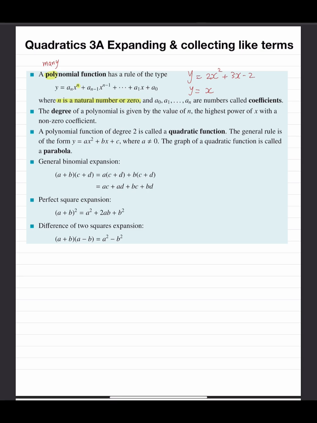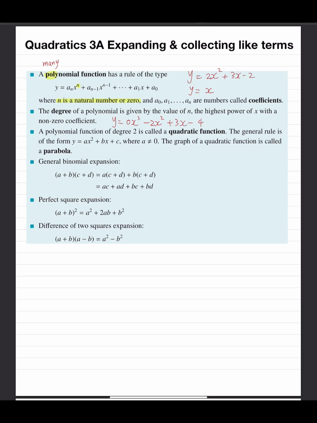Degree. Okay, now what is meant by degree? The degree of a polynomial is given by the value n, the highest power of the x with a non-zero coefficient. Okay, so here I can give you y equals 0x to the power of 3, let's do it, minus 2x squared plus 3x minus 4.